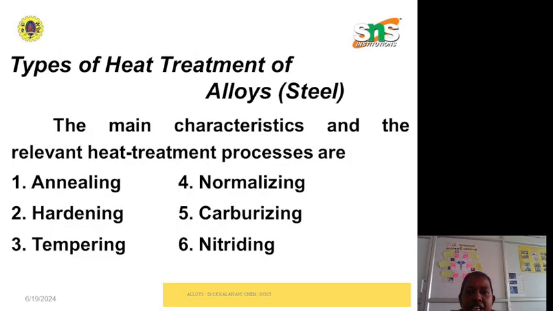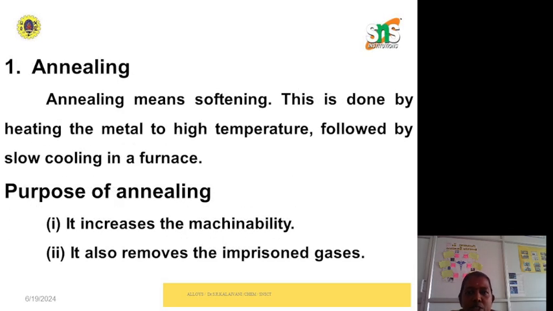Then, types of heat treatment of alloys or steel. The types are annealing, hardening, tempering, normalizing, carburizing, and nitriding. These are the types of heat treatment of alloys. First one, annealing. What is meant by annealing?